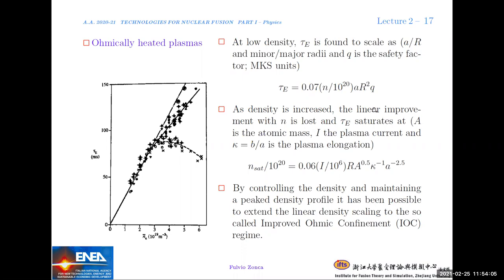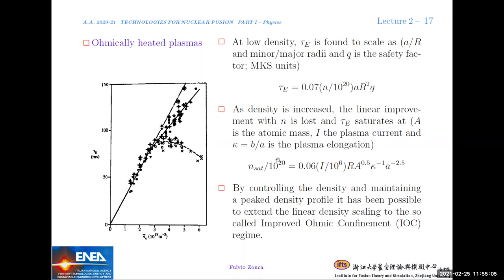So as density is increased, you have this kind of magic behavior, and you say, well, let's go to sufficiently high density such that at a certain point we will reach a very good value of tau that will lead us to the ignition condition. Unfortunately, that's not the case, because remember, this is all empirical, okay? So I'm not trying to provide you an insight into why things are going this way. These are experiments. If you keep on pushing on the density, you find at a certain point that the energy confinement time stops increasing, like in this curve, okay? The linear scaling with N is lost and tau E is saturated.